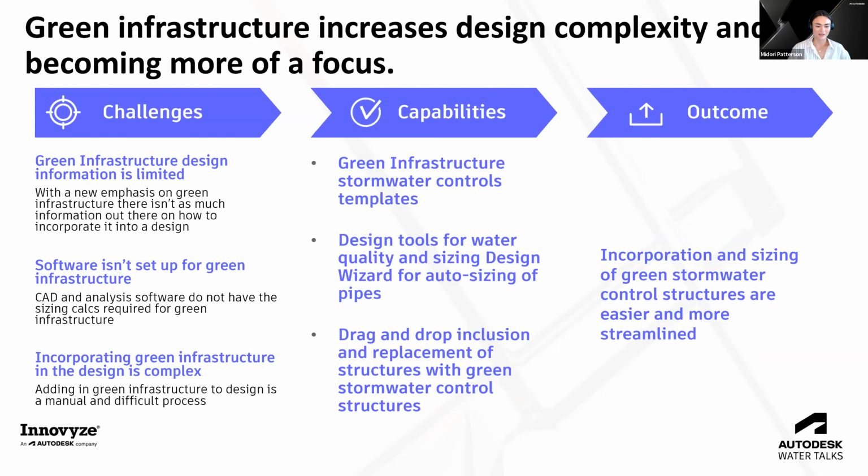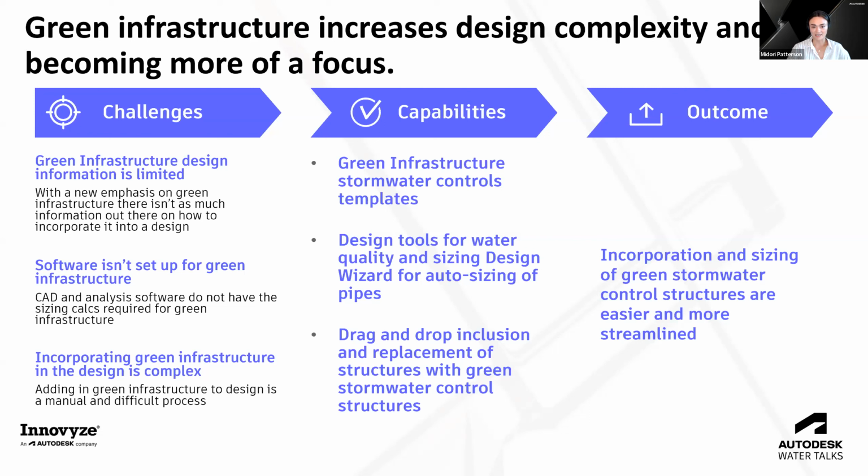trying to convince my PM to incorporate permeable pavement into our designs. But at the end of the day, my Excel calculations were not quite convincing enough. And while I think of green infrastructure as an opportunity, there are obviously a lot of pain points. And one of them is just that green infrastructure design information is limited. It's definitely a new emphasis in the industry, and there's not that much information out there on how to incorporate it into a design.